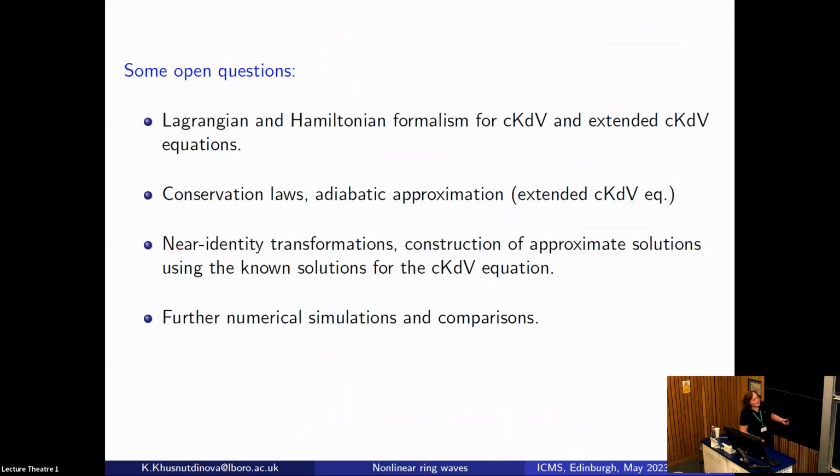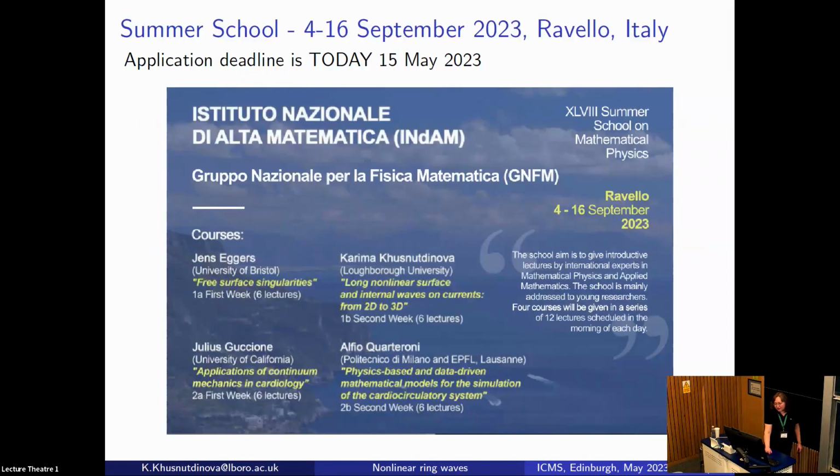So therefore, it would be highly desirable to obtain Lagrangian and Hamiltonian formalism for CKDV and extended CKDV. Maybe it exists, but I don't know about it. So conservation laws, adiabatic approximation for extended CKDV, near identity transformation, construction of approximate solutions using the known solutions for CKDV, as well as further numerical simulations and comparisons. And I think a lot is to be done, and it's a very interesting area. Hopefully, some of you might wish to join.